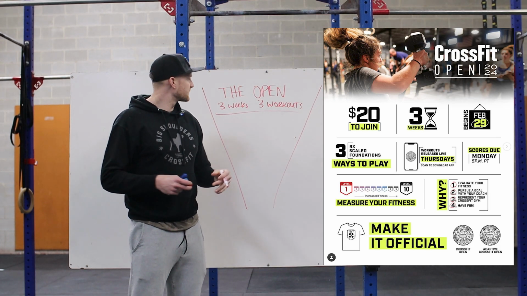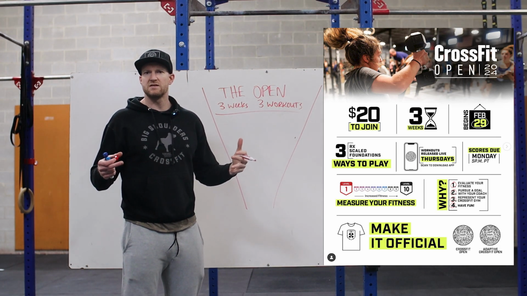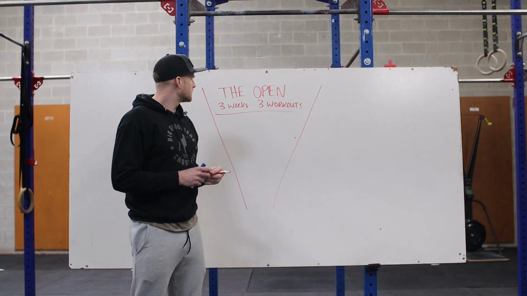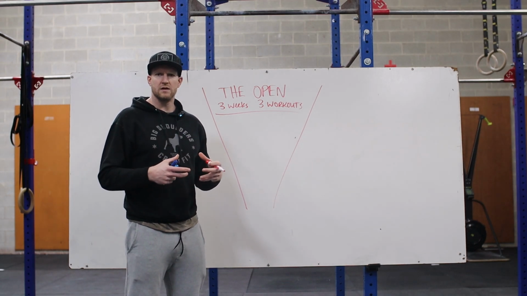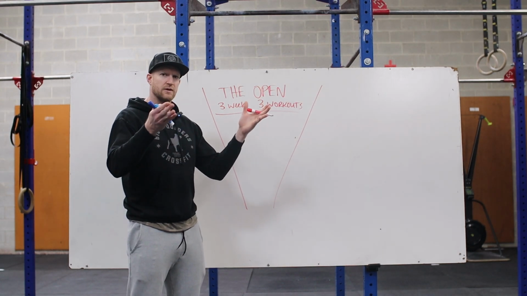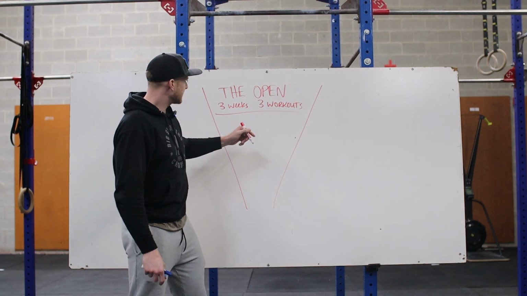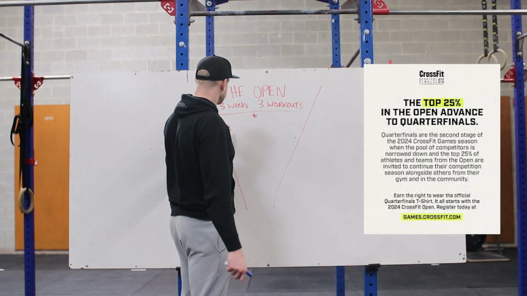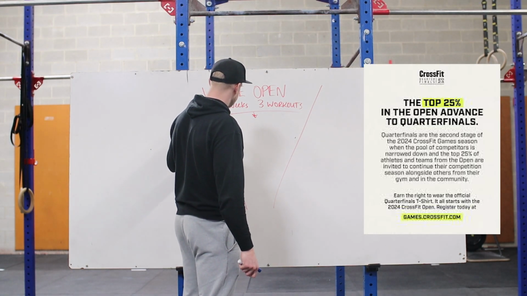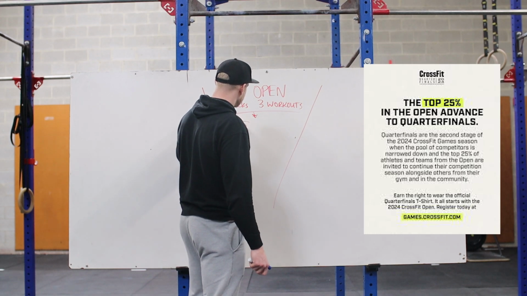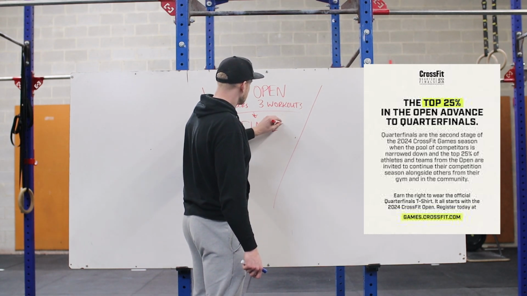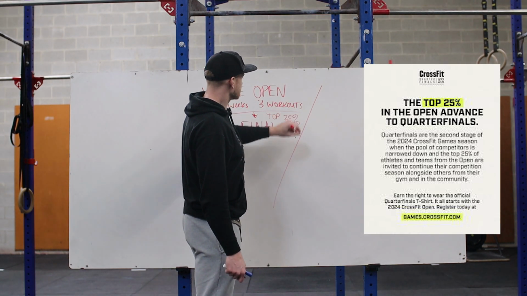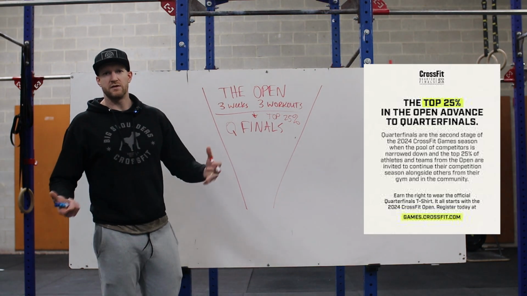Fun community event. Movements are a little more accessible. Workouts are still difficult, but maybe a little less skill, because the goal of the Open now is just to filter people into quarterfinals. So the next stage is quarterfinals, which is the top 25% of athletes. We're just going to abbreviate this to Q finals, so that's what the Q means. It's quarterfinals, but it's the top 25% of athletes from the Open moving on to quarterfinals.